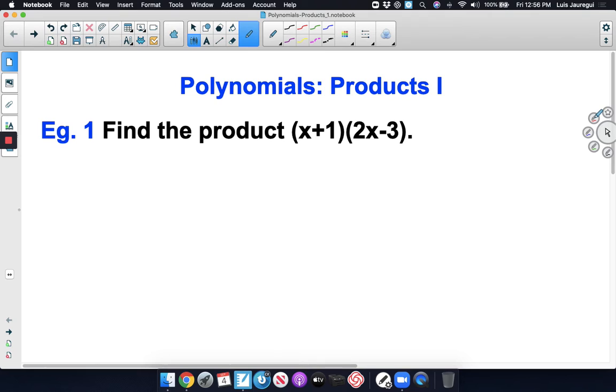Let's take a look at our example. Example 1. Find the product of the quantity x plus 1 and the quantity 2x minus 3.